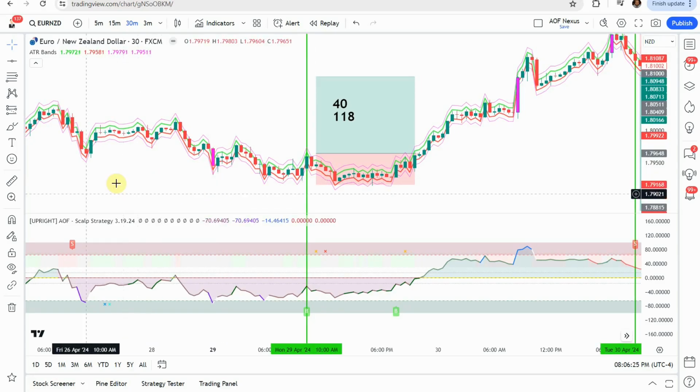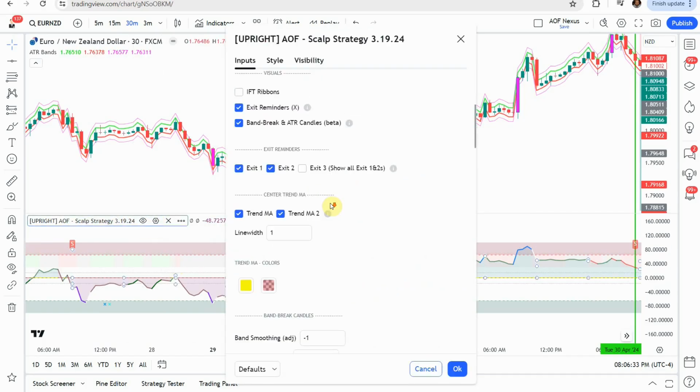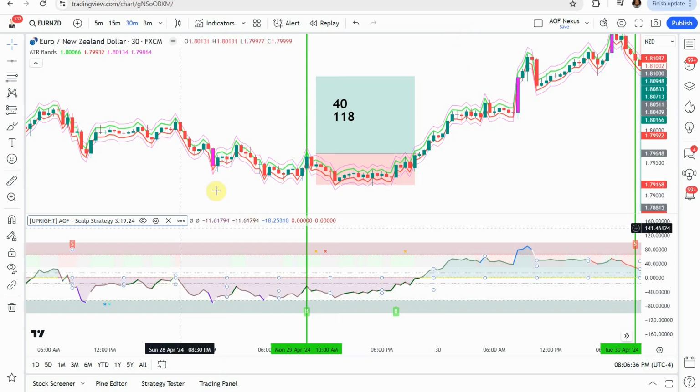The first indicator that we have on screen here is the Academy of Forex indicator, right here at the bottom. I do have it set up specifically for the way that I use it. Again, I won't go into depth on that because I do that in the guide video.